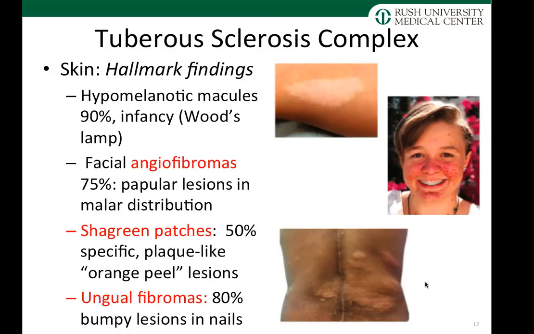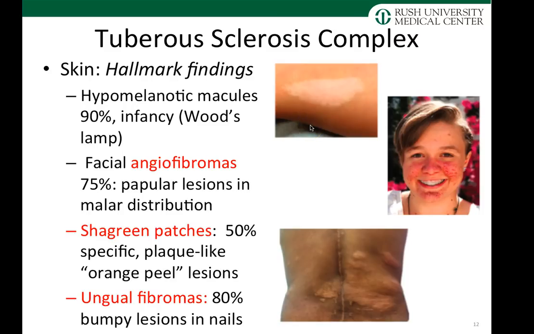So let's move into tuberous sclerosis complex. The hallmark findings of the skin here are hypermelanotic macules. These are seen in about 90% of patients who are affected, and they will appear in infancy. Sometimes you can't see these well with the naked eye, so we use a special dermatologic lamp called the Woods lamp in order to amplify their appearance. In this upper right picture here, you can see this macule that's got a lack of melanin, or a decrease in melanin.